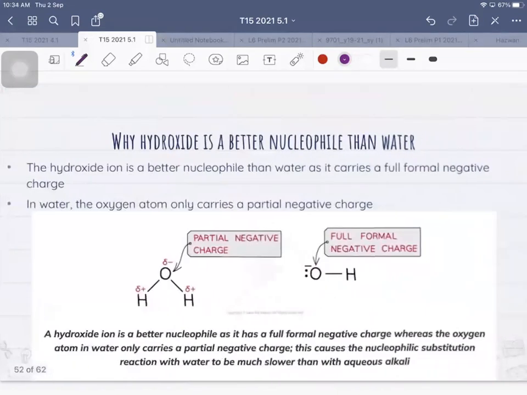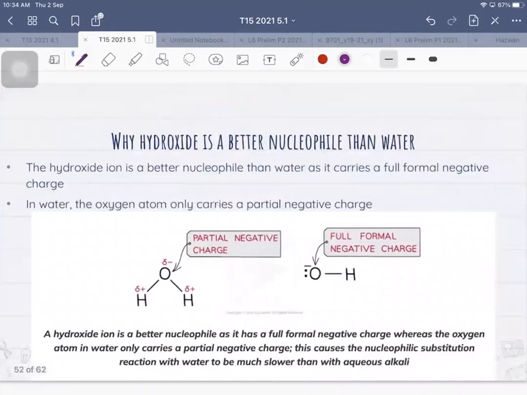So what is the reason for this? The reason is the charge. Hydroxide has a full negative charge, so it is more reactive, it's stronger as a nucleophile. Compared to water, there's a lone pair on the oxygen, but the charges are only partial, delta plus and delta minus. So they are not as good as hydroxide as a nucleophile. Please copy this down in your notes.